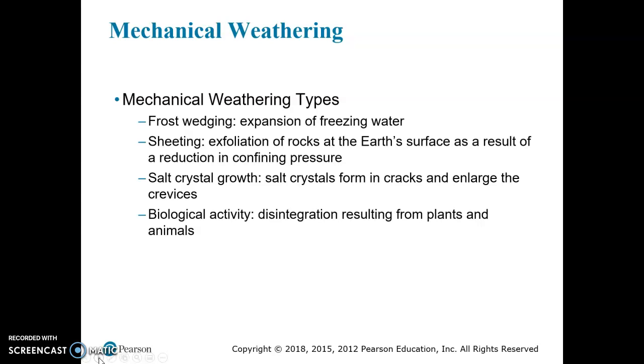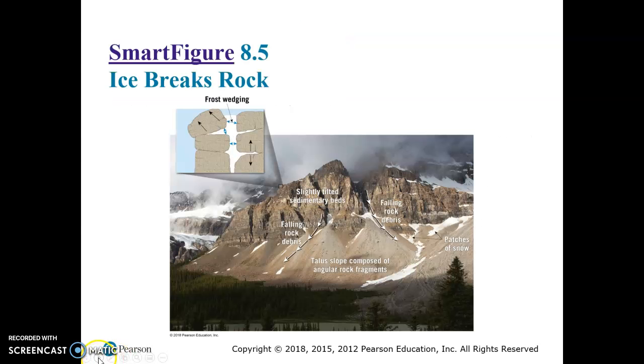Then we also have biological activity, such as tree roots. Tree roots can grow into fractures in the rocks, and as they grow, they can wedge or split the rock apart. Organisms can also play a role in chemical weathering.